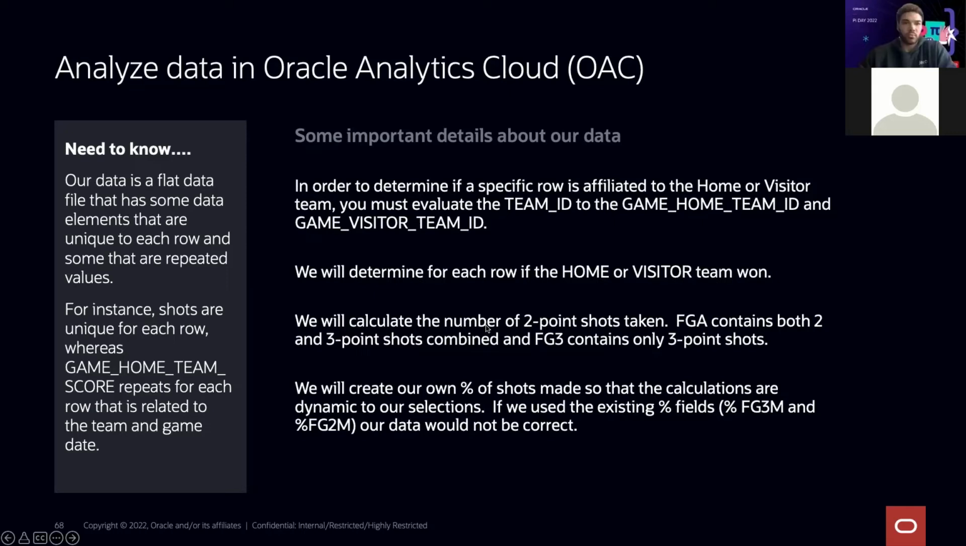We'll calculate the number of 2 points taken. That's really just going to be the FGA, which is 2 plus 3 point shots, minus 3, which leaves us 2. And we're going to create our own percentage of shots made calculations.